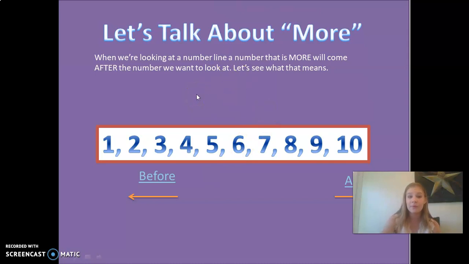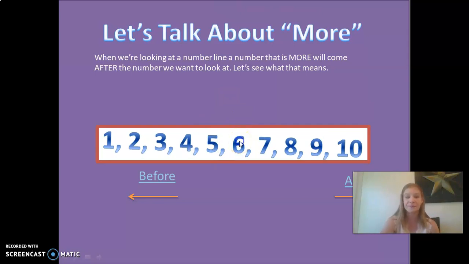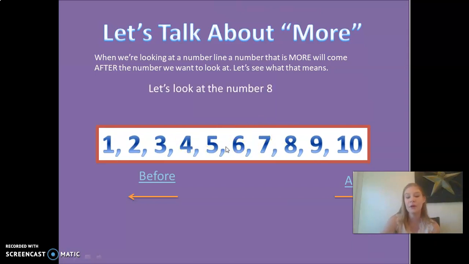When we're looking at a number line, when we want to know which one is more, we're looking at a specific number, and we'll look to the one right after to see which one is one more than the number we're looking at. So here's our number line. We're going to look at the number 8. So here's our number 8. This is the number we're looking at. Now our job is to determine which number on the number line is one more than 8.